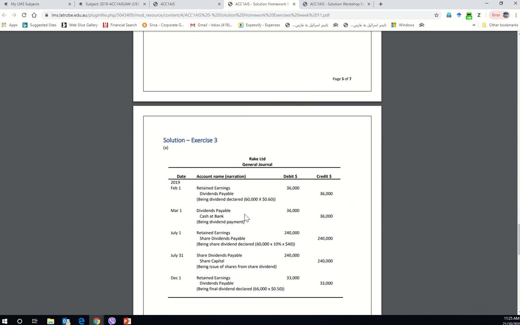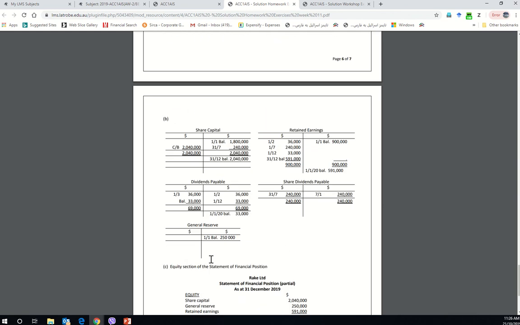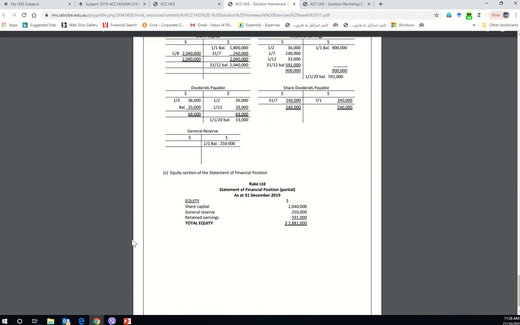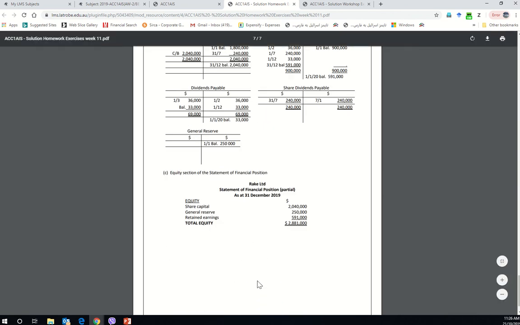Now, in terms of the journal entries, for all the journal entries, you will have retained earnings and dividend payable, cash at bank, or dividend payable, share capital. The journal entries are quite simple. The only key issue was share dividend, and the issue is that after issue of share dividend, the number of shares actually increases, right? And then a calculation of the total equity at the end was also quite interesting.